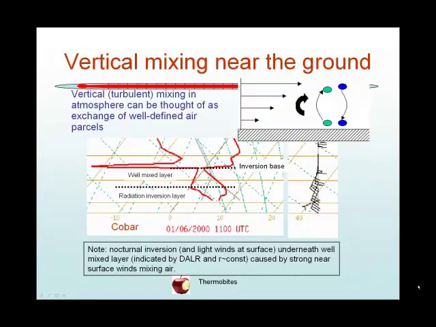We have a trace here for Cobar, and on the right hand side you can see the wind profile, and it's really quite strong, and so one should expect mechanical mixing happening through that. The dotted lines represent the top and the bottom of the well mixed layer. You can see the well mixed layer by the fact the dew point profile is very close to the isopleth of mixing ratio, and the temperature profile is essentially a dry adiabat. At the top of the layer we have an inversion, which is most probably a subsidence inversion, and at the bottom of the layer we have what's likely a radiation inversion.